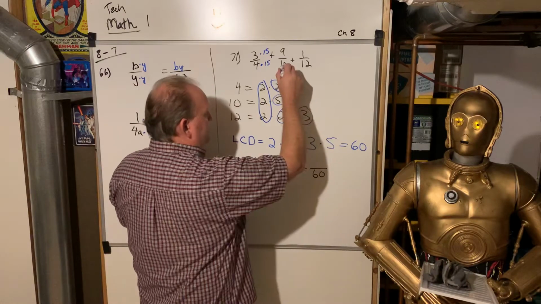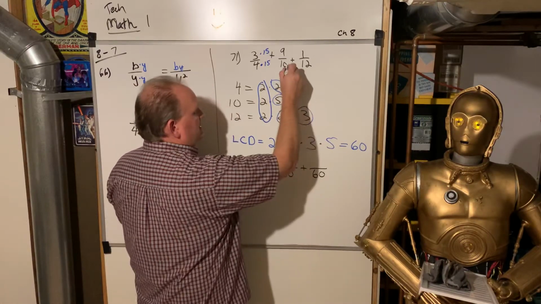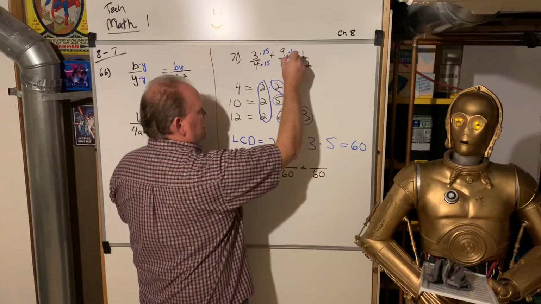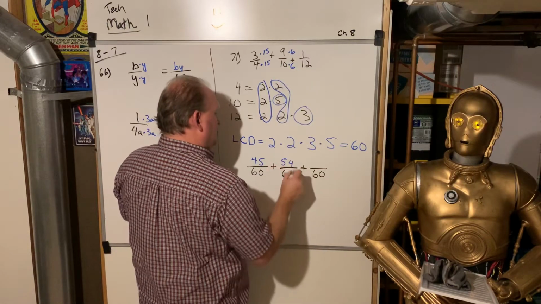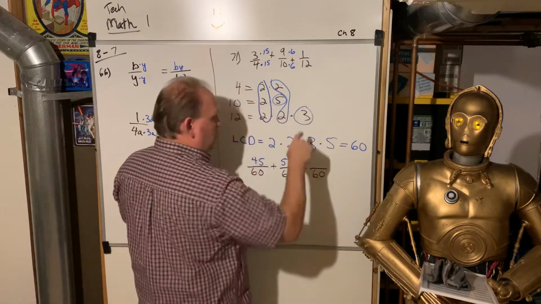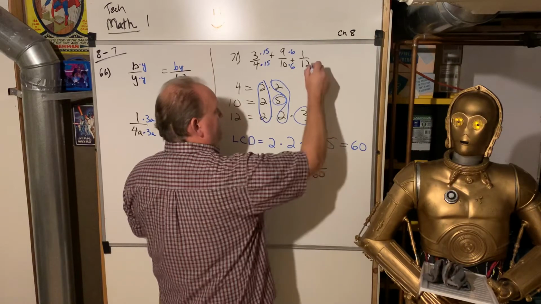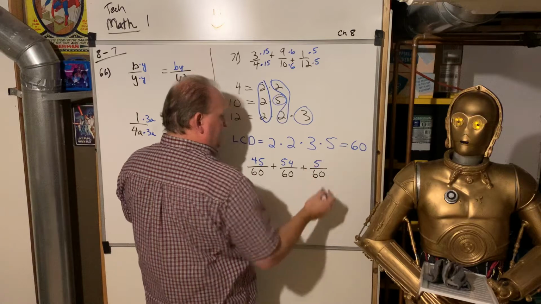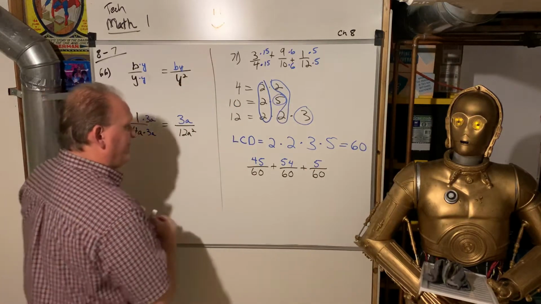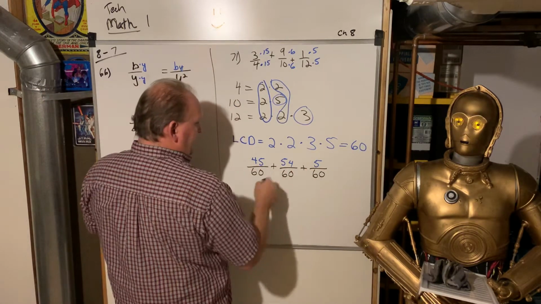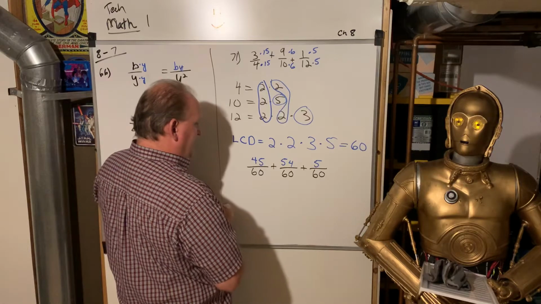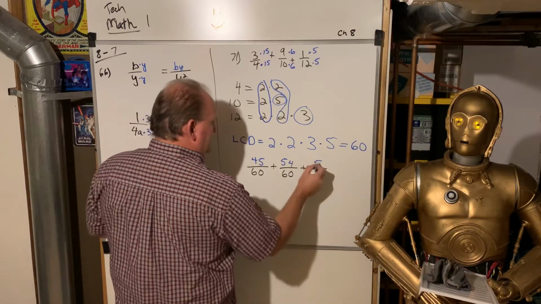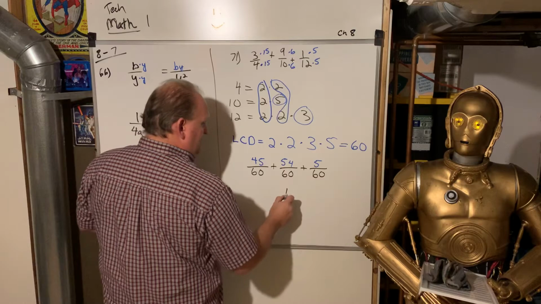All right, 10 times what gives you 60? Well, that would be 6. So that's a 54 up there. And then 12 times what gives you 60? Well, that would be 5. And then you do the same on the top, 5. So there we are, 45 and 54. What is that? 99 plus 5 is 104.